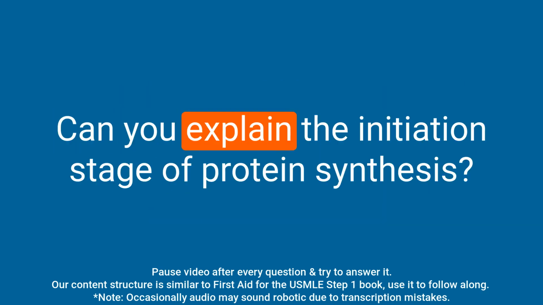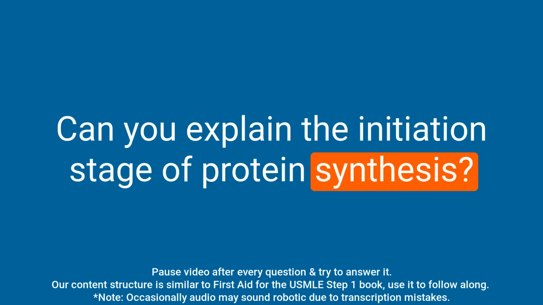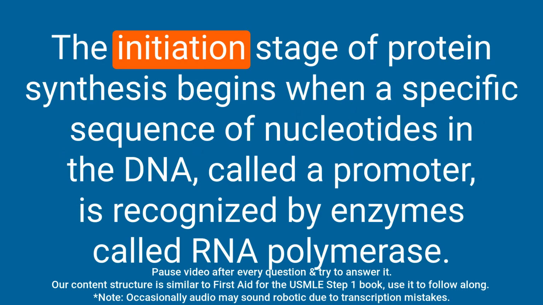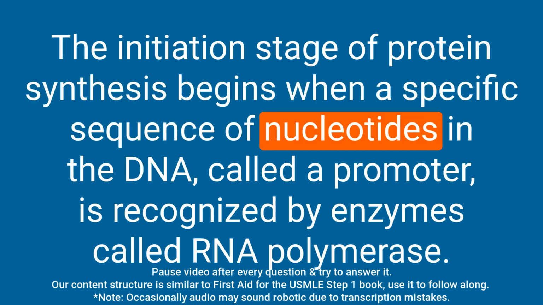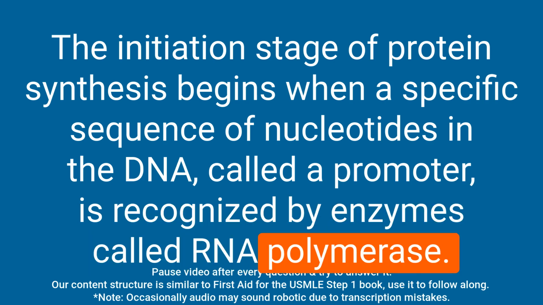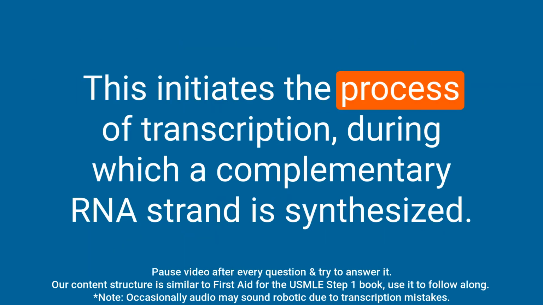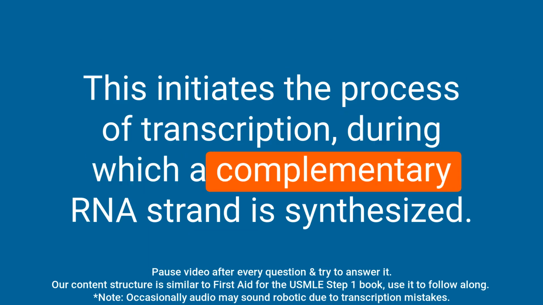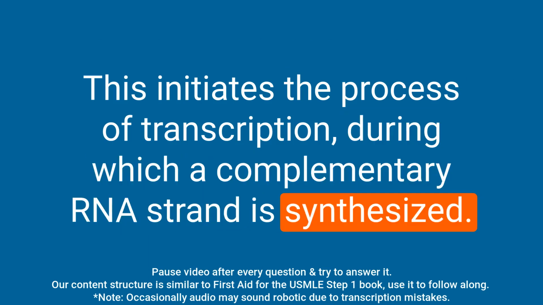Question: can you explain the initiation stage of protein synthesis? Answer: the initiation stage of protein synthesis begins when a specific sequence of nucleotides in the DNA, called a promoter, is recognized by enzymes called RNA polymerase. This initiates the process of transcription, during which a complementary RNA strand is synthesized.